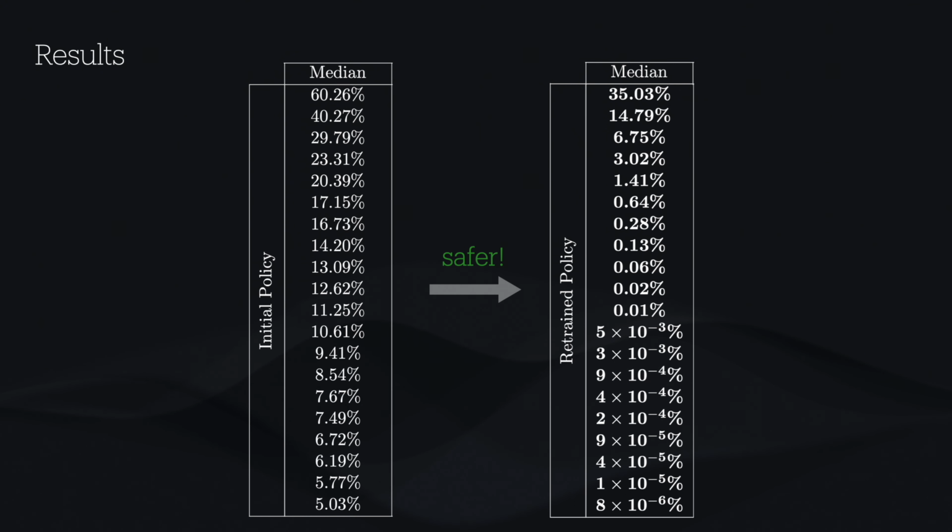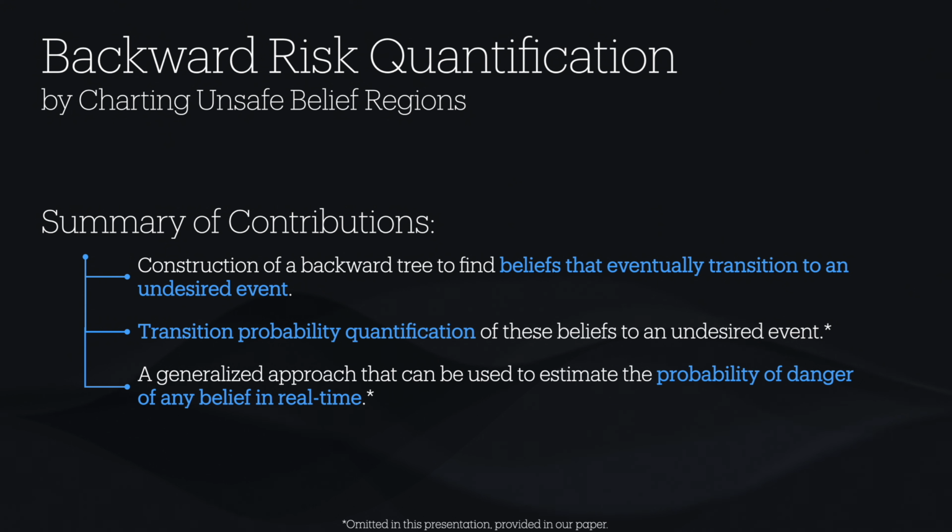So to summarize the contributions of this chapter, we've constructed a tree search method that's going backwards in time that allows us to identify these beliefs that we know for sure will eventually transition to an unsafe event in the future. There's a method to compute these transition probabilities, which we have skipped for the sake of time, but it's in our paper. There's also a method that we show how you generalize this method to any belief in space. So here we've discretized them, but you can actually generalize these as well, which is also omitted in this presentation, but it is in our paper.